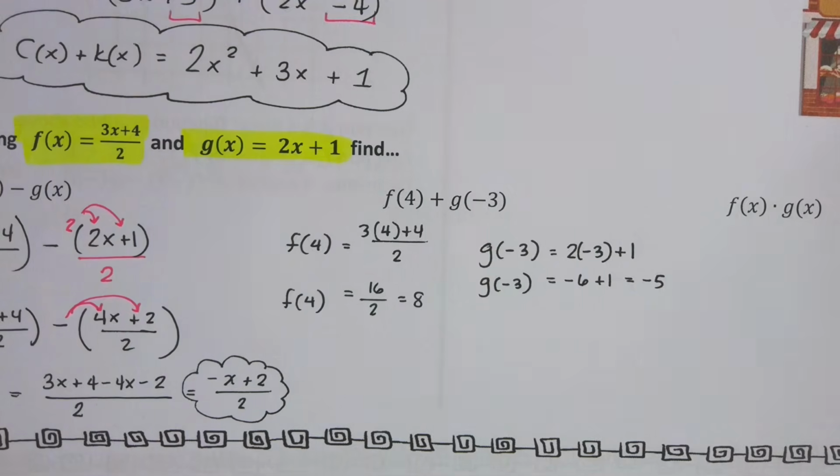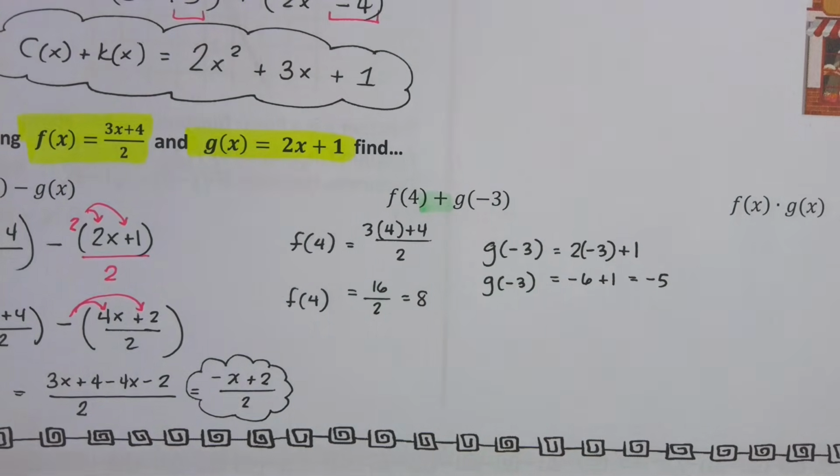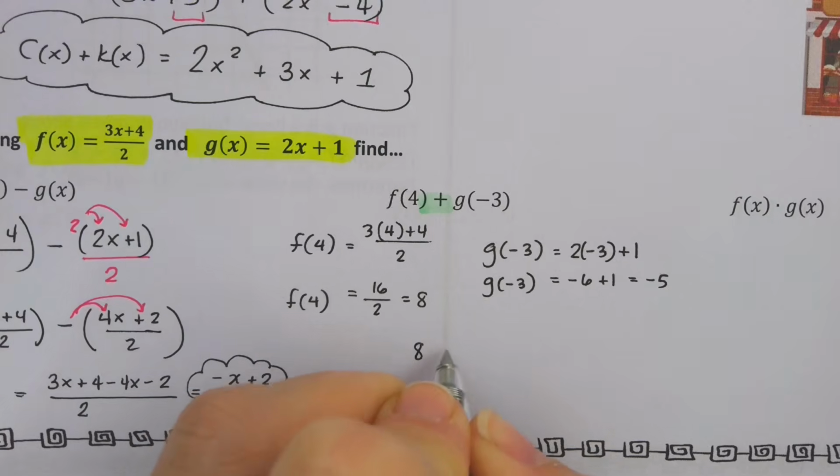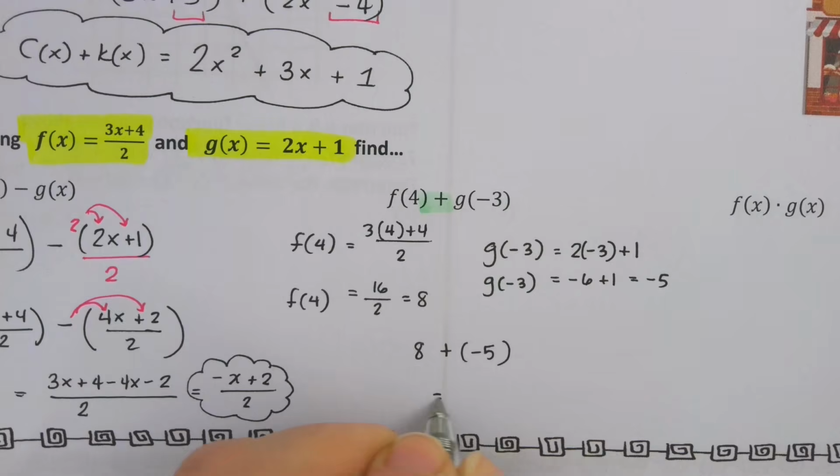Add them, right. The function literally said do f of 4 and add it to g of negative 3. We've got to add them together. So f of 4 was 8, plus g of negative 3 is negative 5. 8 plus negative 5 is 3.